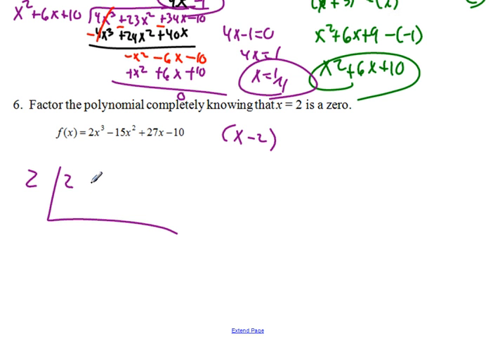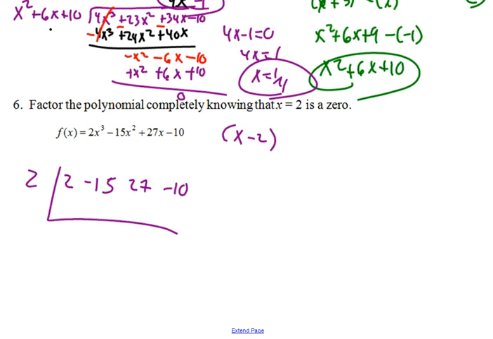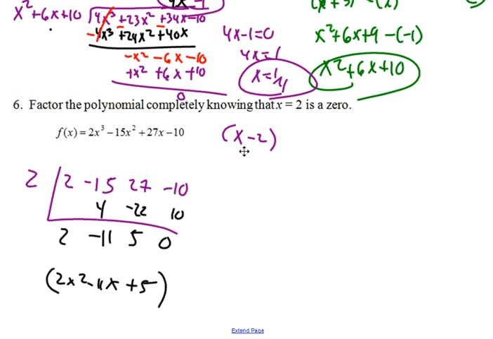So 2, negative 15, 27, and negative 10. All right, so I'll bring down the 2, multiply, get 4. Add those together, negative 11. Multiply that, negative 22. And then I get 5. Multiply, I get 10. I get 0. Cool. So that means my new polynomial is 2x squared minus 11x plus 5. Okay, so this whole thing, if you multiply by our factor right here, x minus 2, these two will give us back our original polynomial.